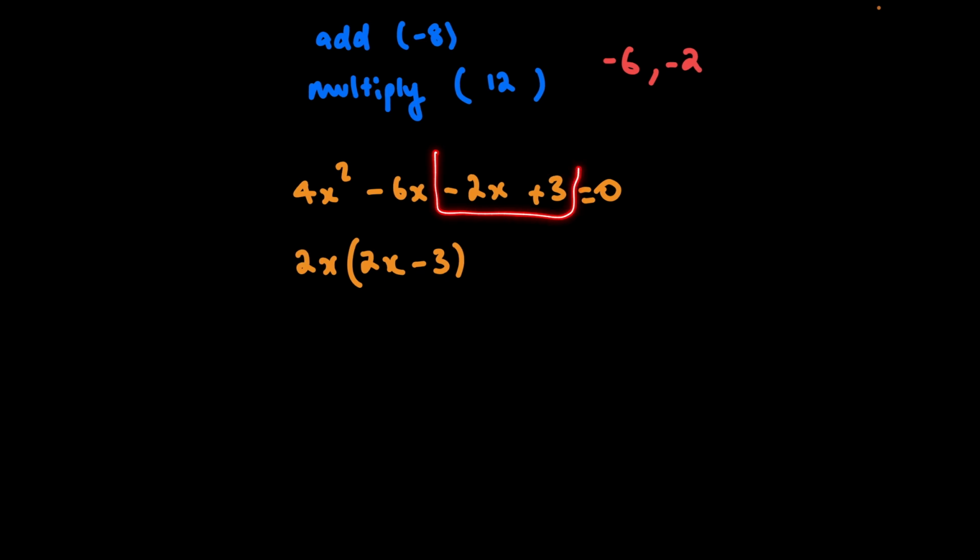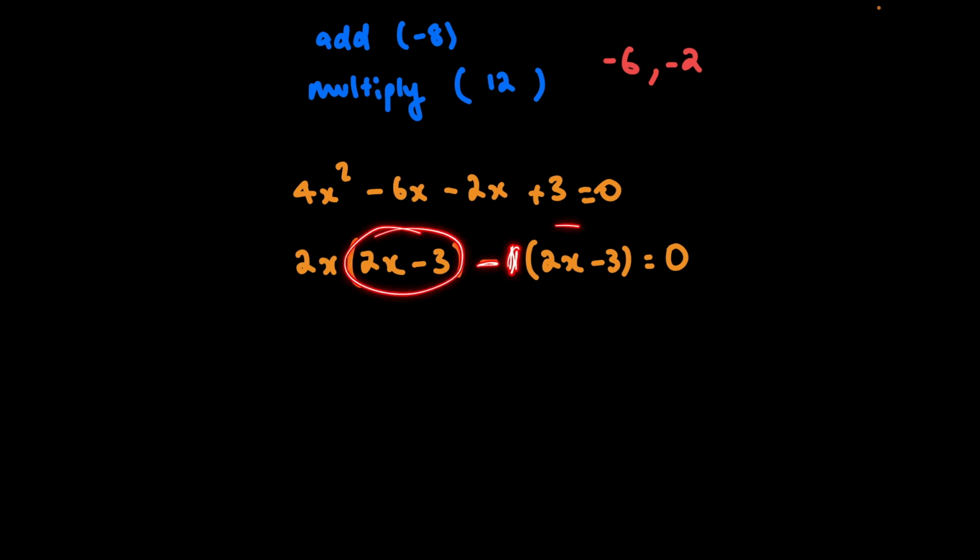Now from the next two terms, I can't really factorize anything, to be honest. So I'm just going to factorize out a minus 1. If I factorize out minus 1, I'm left with 2x take away 3, and that equals 0. The reason I factorized out a minus 1, by the way, is because I want these two brackets to contain the exact same thing. If these two brackets contain the same thing, that means I can factorize them.